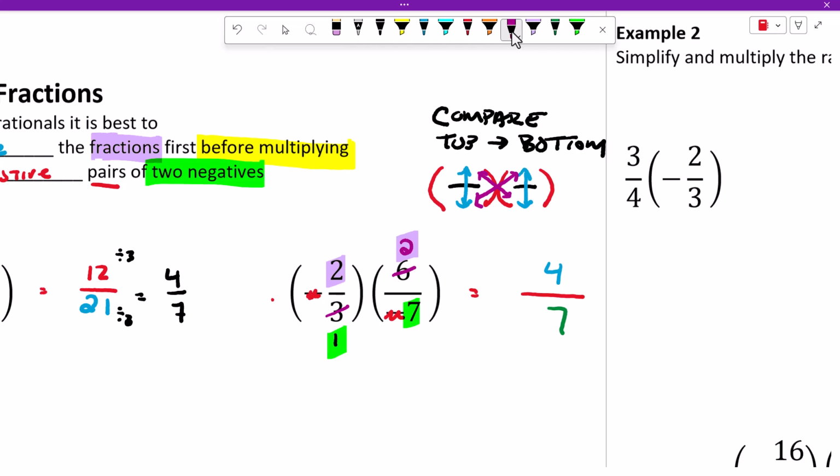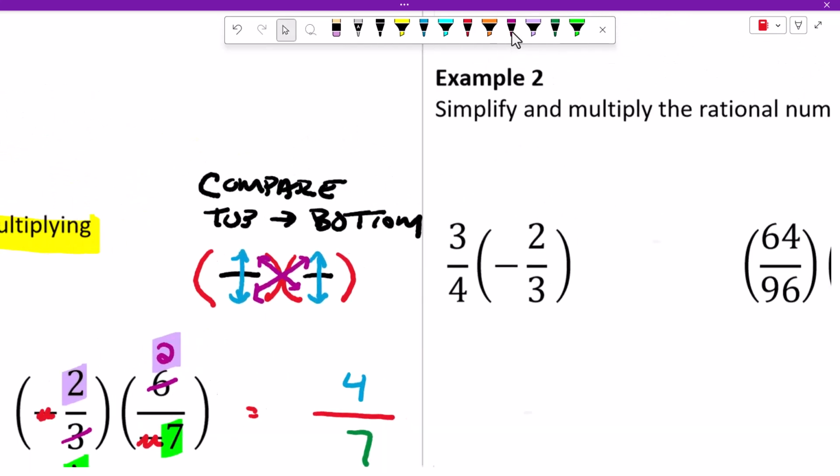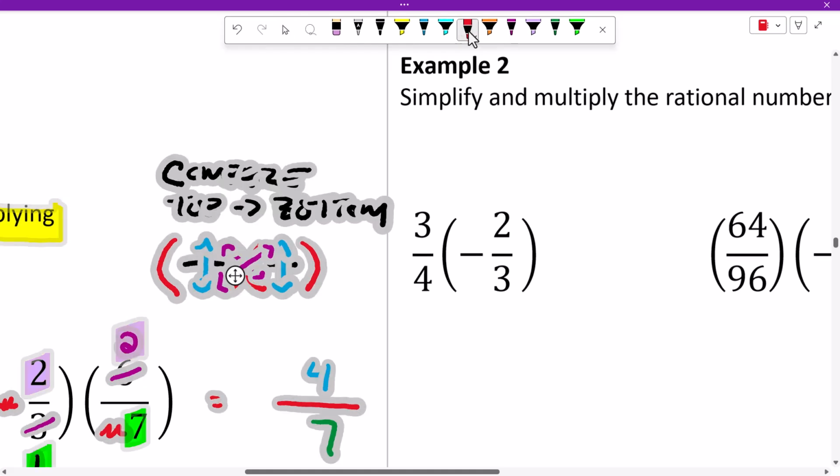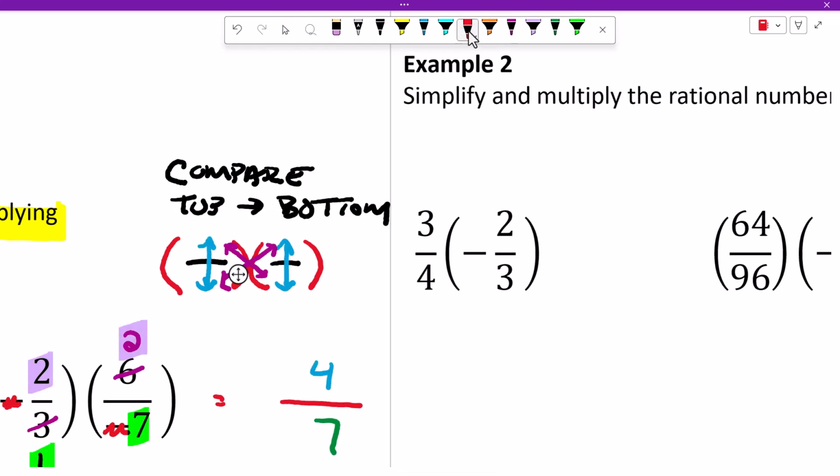So let's look at some more questions here. Let's look at this one here. All right? So we're going to use this method here. Looking at this, first thing is, is this going to be a positive fraction or a negative fraction as our final answer? Negative. We only have one negative sign, so it's going to be negative. So I'm just going to put the negative down first, so I'm not going to worry about the signs anymore. I know the answer is going to be negative.